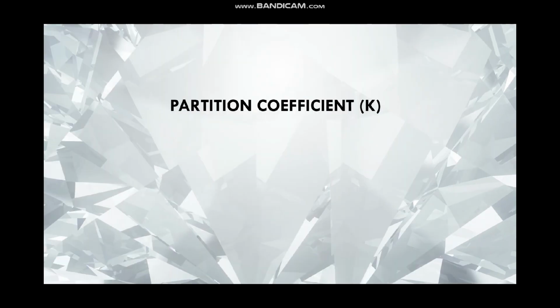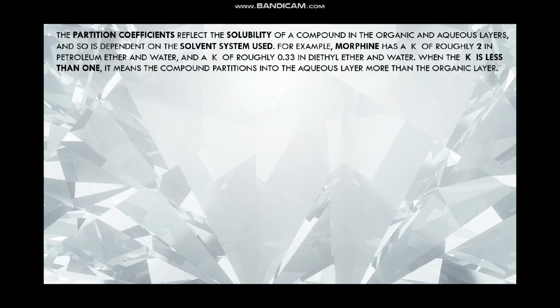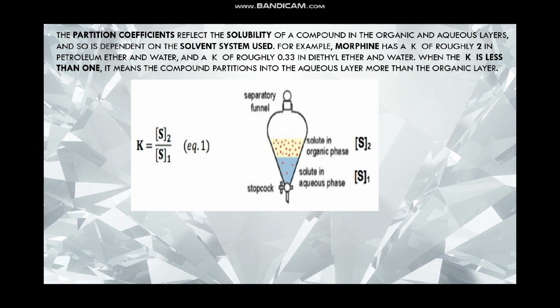Another thing to keep in mind is the partition coefficient. What is the partition coefficient? The partition coefficient basically reflects the solubility of a compound in both the organic and the aqueous layers. For example, morphine has a K of 2 in petroleum ether and water, and it has a K of roughly 0.33 in diethyl ether and water. From this we can infer that K can be less than 1 and it can be greater than 1. If K is less than 1, it means that the compound, in our case morphine, partitions into the aqueous layer rather than into the organic layer.